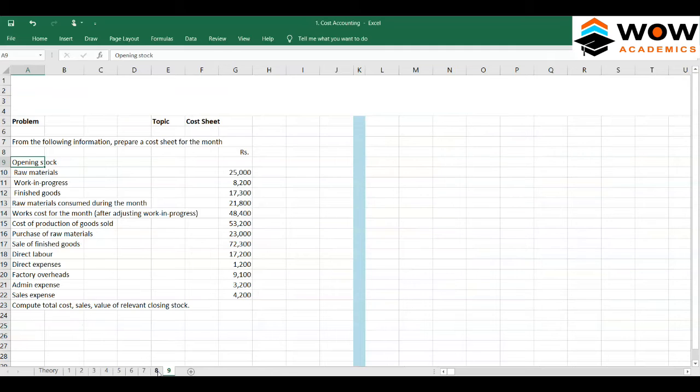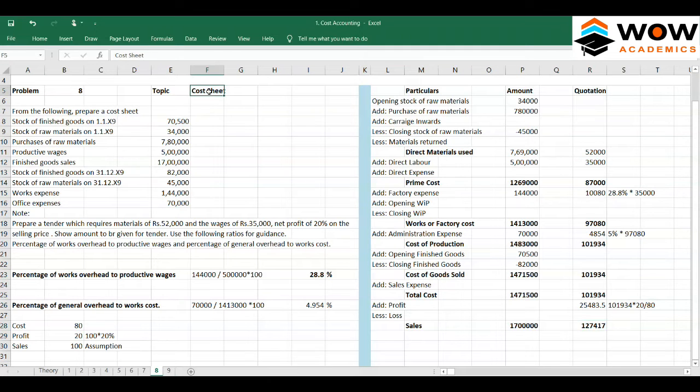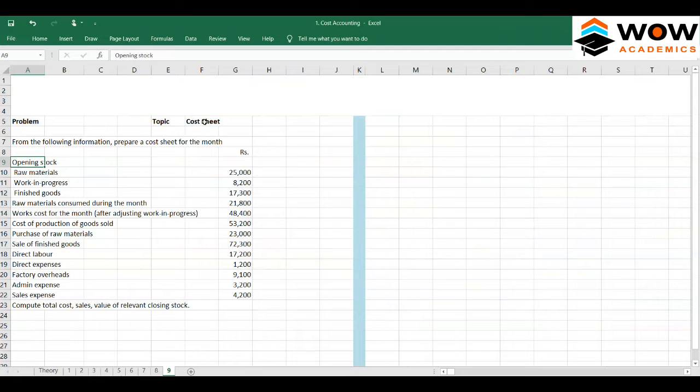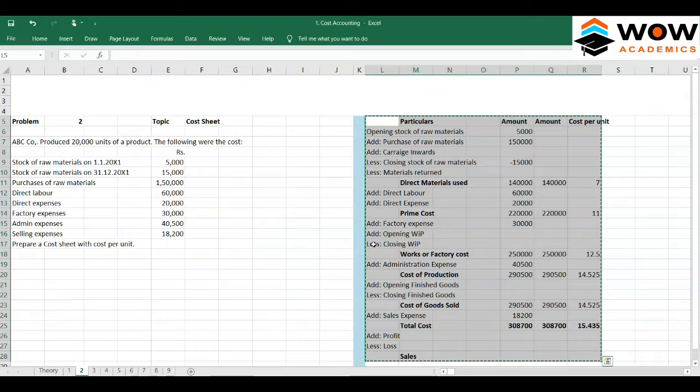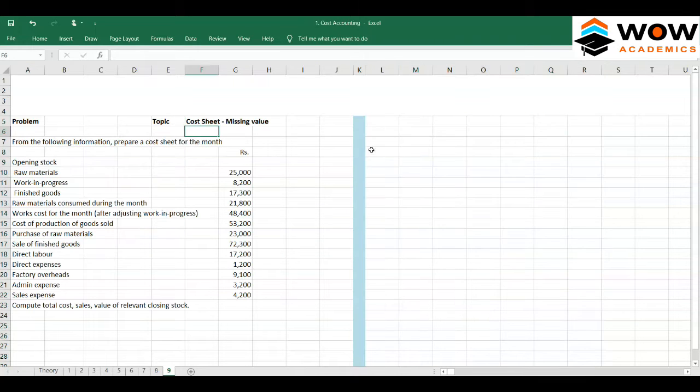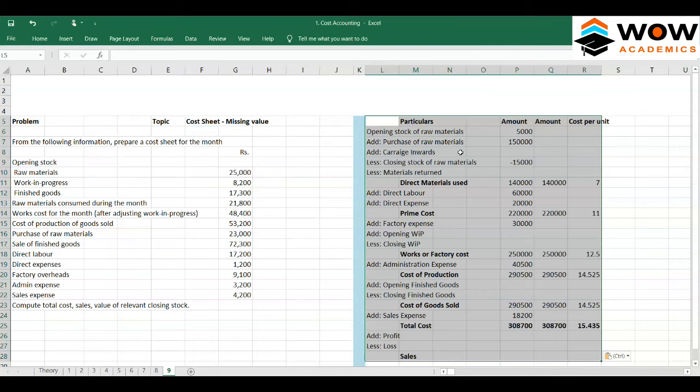So our tender sums are over with this. The last sum is not a tender sum, but it is a missing value sum. Okay, so it is a cost sheet with missing values. So we have to get the sheet. So we got the sheet. Let's work out the sum.